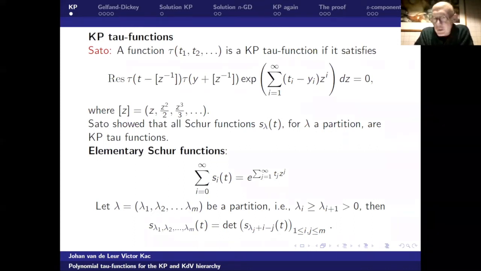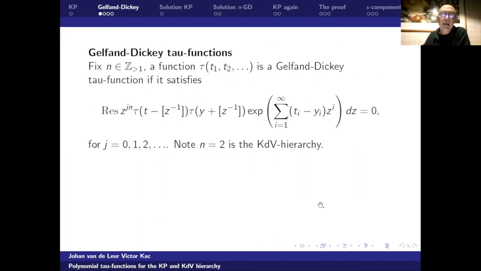And this is in fact a determinant. So what you do is you have an m by m matrix, and inside you have these elementary Schur functions that somehow depend on the partition. So under the diagonal, you find the Schur functions which correspond to the partition that we have here. And if you go up or down, they go down a little bit with one step, or they go up with one step. And the same to the left and to the right. But what is important is that on the diagonal, you find these S lambda. Okay. And then, what is a Gelfand-Dickey tau function?